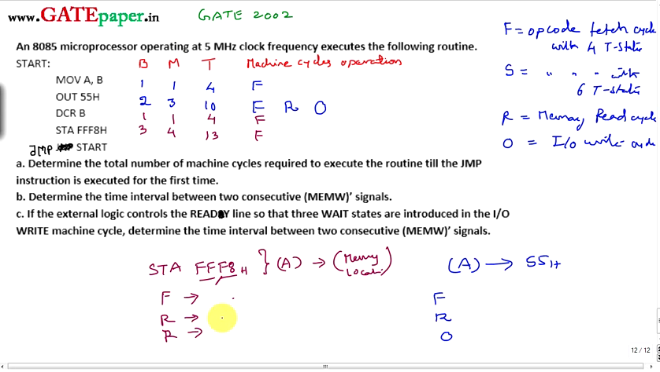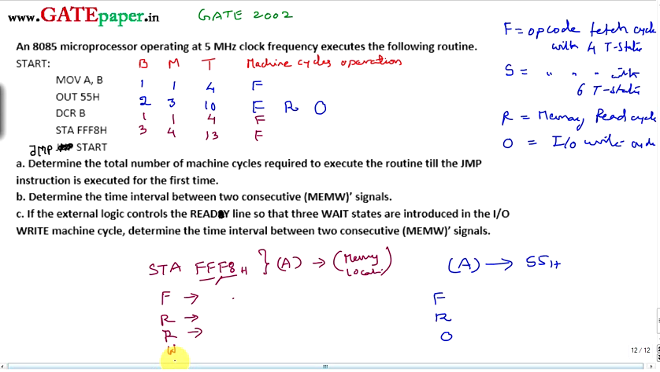Since 8085 is an 8-bit microprocessor, it can read only one 8-bit data at a time. So to read the memory address, which is 16 bits, it requires two 8-bit reads through the data bus. So it takes 2 memory read operations. Later, during the 4th machine cycle, the contents of the accumulator are placed onto the memory location. Now the microprocessor is writing the contents of the accumulator into memory. So this is called memory write operation, W.